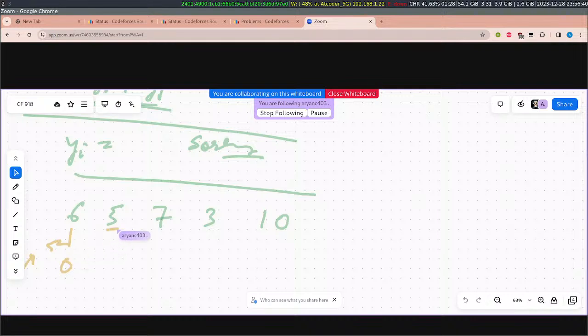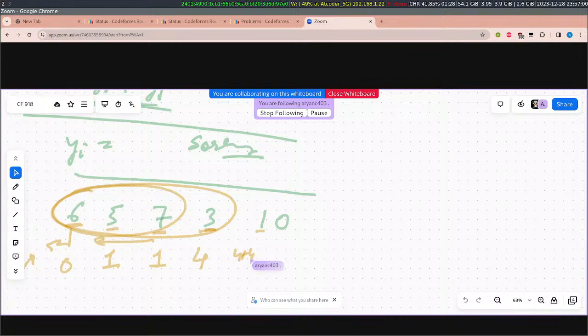For 5, one element is greater than it, so add 1. For 7, nothing is greater, so the number of meeting points so far is 1. For 3, three points are greater than it, so 3 will meet 3 people, and the answer would be 1 plus 3, which is 4. For 1, there are 4 people to the left of it, so the answer would be 4 plus 4. Okay, one second, it was 10, sorry. So the answer would be 8.